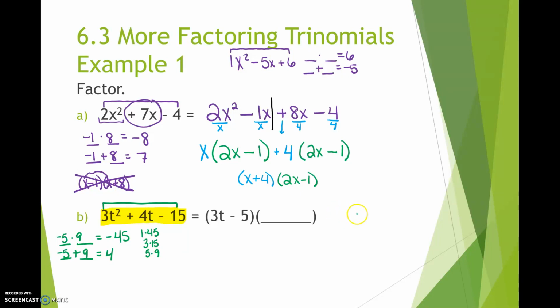So we would, honestly, I'm going to change this to x's. 3x squared. Instead of 4x, we would use negative 5x and positive 9x, and then the minus 15 at the end. Split this down the middle. Factor the first group. What do 3x squared and negative 5x have in common? Just the x.